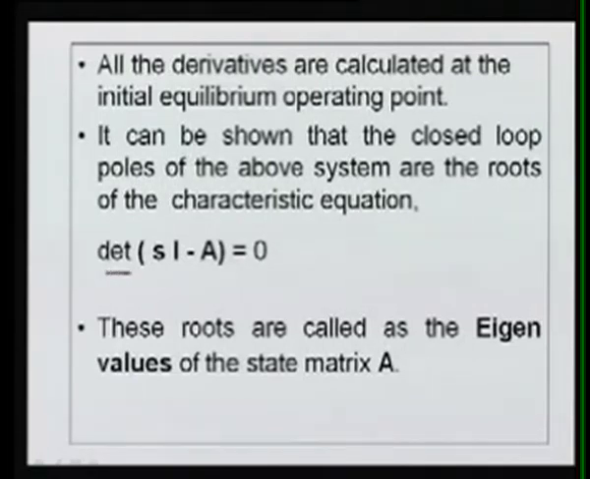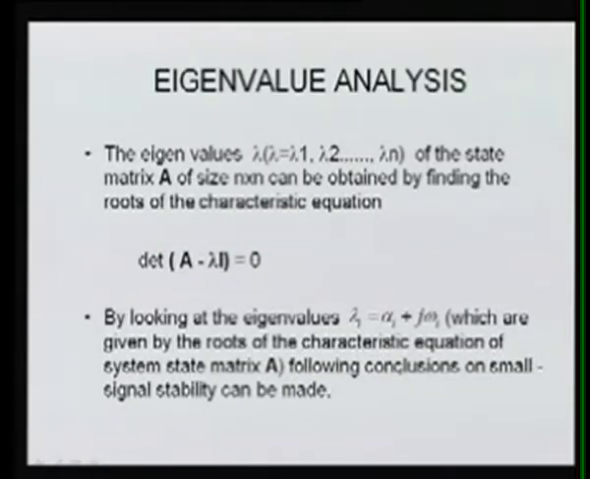Here it is the determinant of sI minus A, where s is the Laplace transform variable, I is the identity matrix, and A is the state matrix. If you take the determinant of this and equate it to 0, then the characteristic equation which you will get, the roots will be nothing but the eigenvalues of the state matrix A. So this eigenvalue is very important for the dynamic stability of the system. Only these eigenvalues can give the information about the stability of the system.